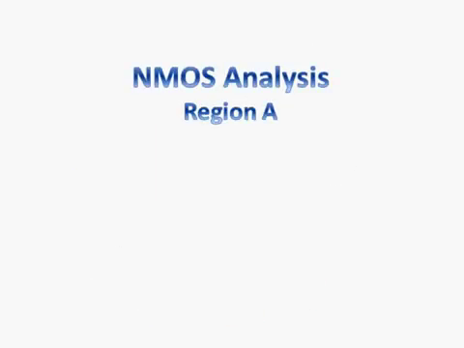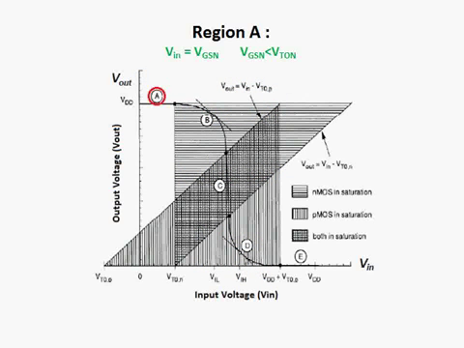Region A. Let's start with the analysis of the NMOS transistor. First, we need to determine whether the NMOS transistor is turned on or turned off. To determine this, we need to know: 1. NMOS gate source voltage. 2. NMOS threshold voltage. At the inverter's input, the NMOS gate source voltage is defined as the inverter's input voltage.